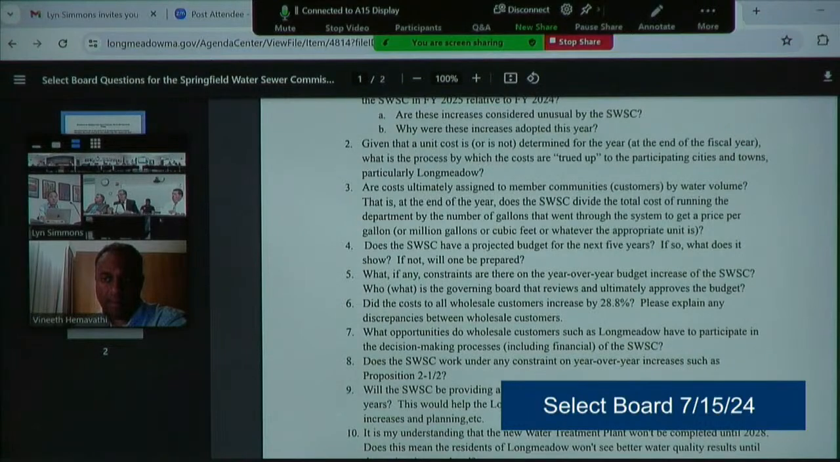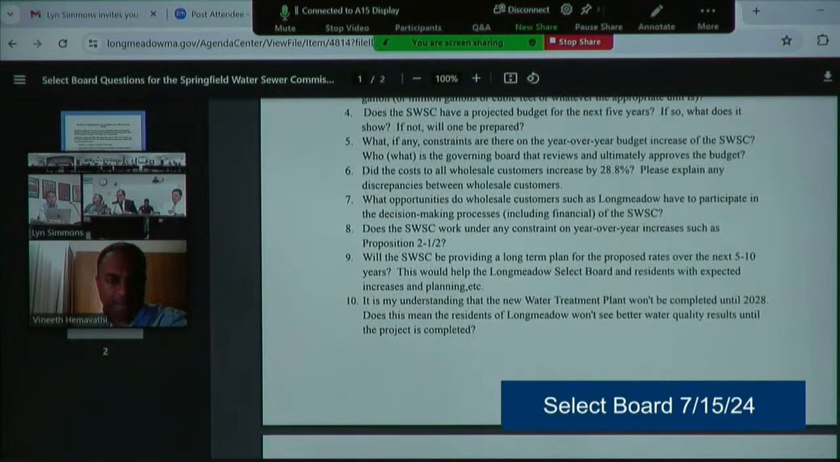Yes. Okay, all right, so number 7 is related to what we were just talking about. Does Long Meadow have any opportunity to participate in the decision-making process of the SWSC? No, our operations are statutory in nature. The board of 3 is appointed by the mayor of Springfield.